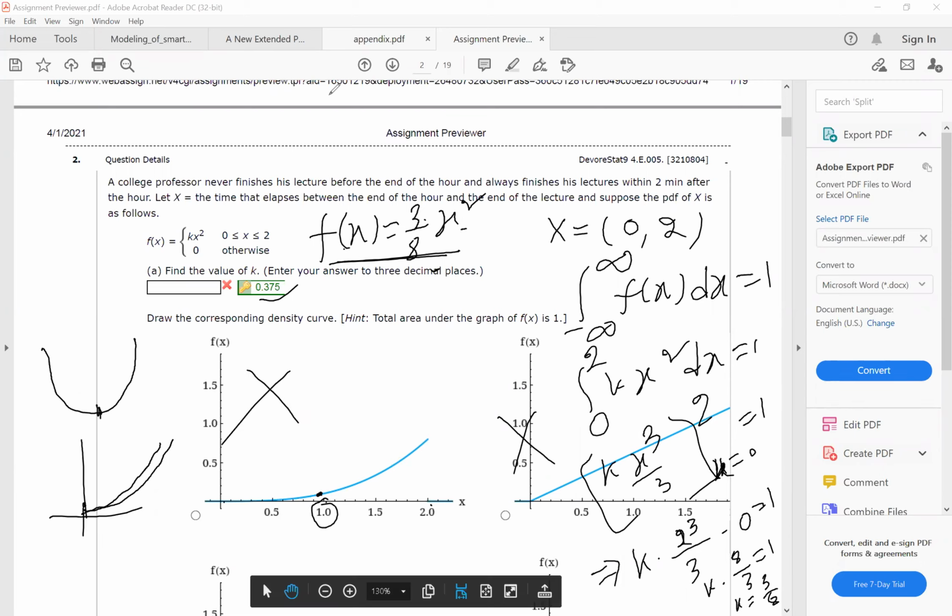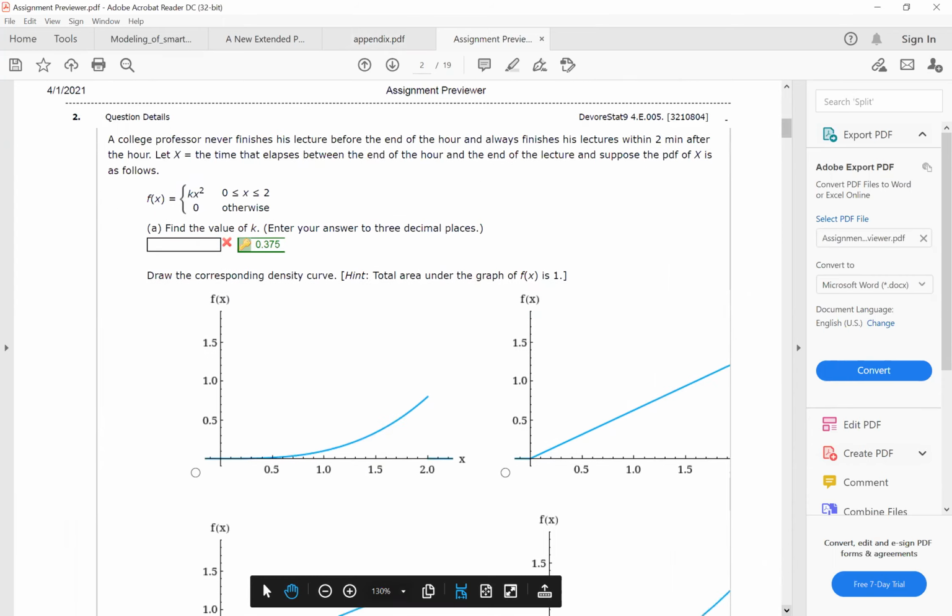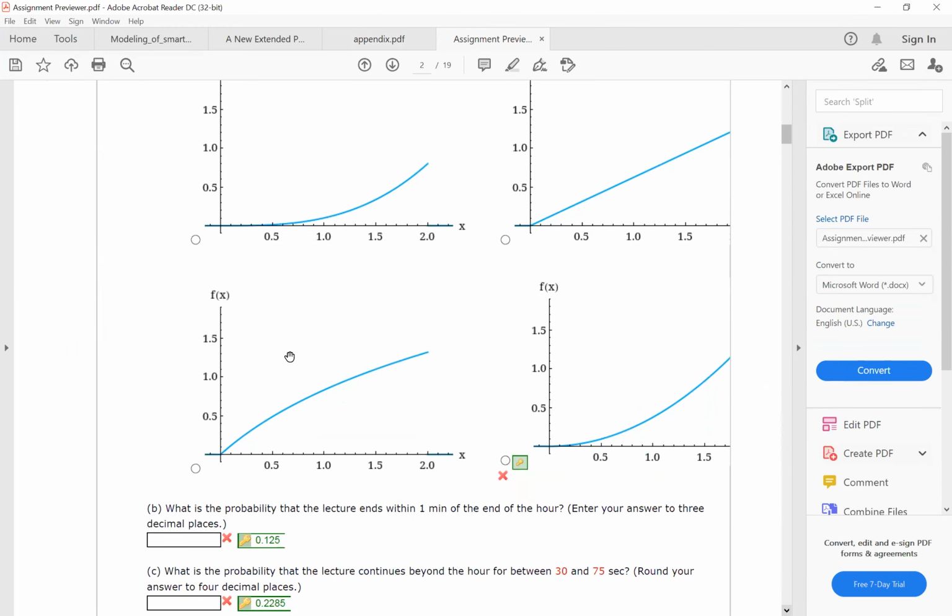Now we have to check the rest of the two graphs. This one is also not correct because the shape of the graph should be a parabola. This is not the correct graph. The correct answer will be this one then.